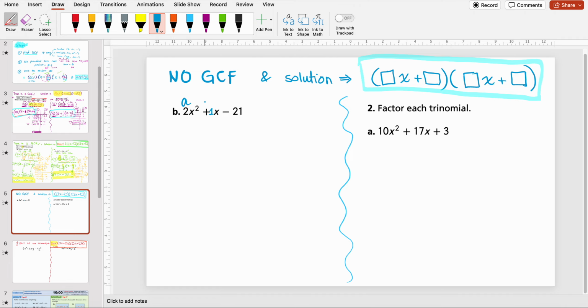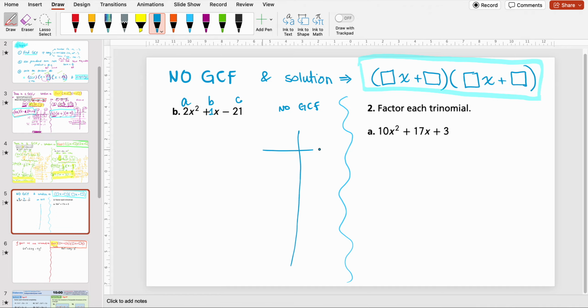This is your A, this is your B, this is your C, and you start working directly. No GCF. How did I know? Because the factors of 2 are only 1 times 2. Factors of 1 is 1 times 1. Factors of 21 are 1 times 21 and 3 times 7. And no common factor other than 1. 1 is not a GCF for me. So no GCF, I start working directly with the product sum table.